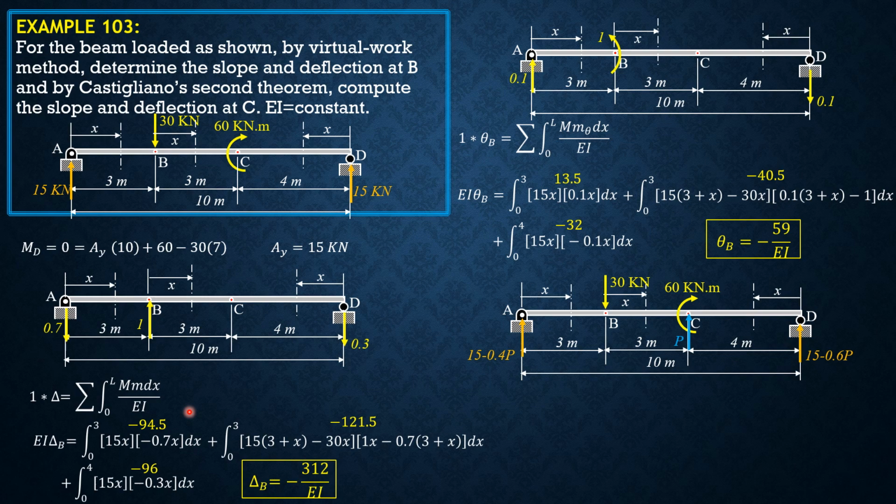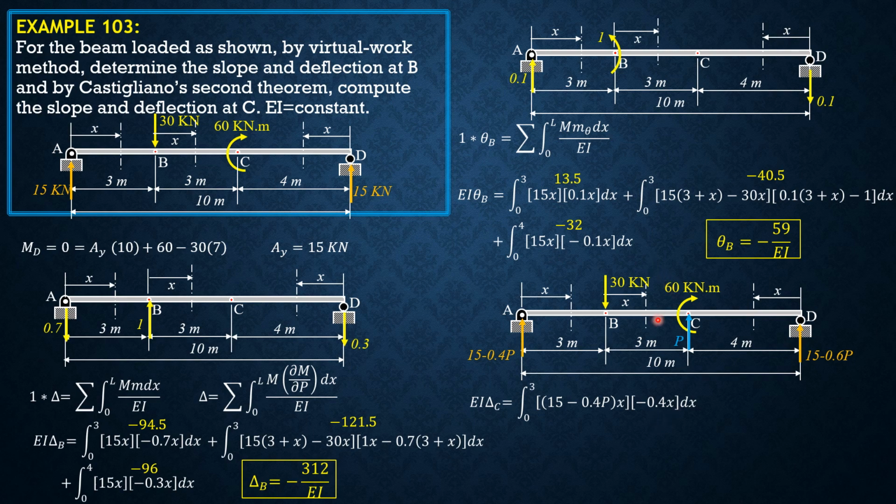So the formula for deflection is equal to the summation of the integral from 0 to L of big M, partial of M with respect to P, then dx over EI. So EI delta C, therefore, is just concentrate on big M's from 0 to 3. This is big M, 15 minus 0.4P times X. So the partial derivative of this expression with respect to P is negative 0.4 of X, which is the partial derivative of M with respect to P.